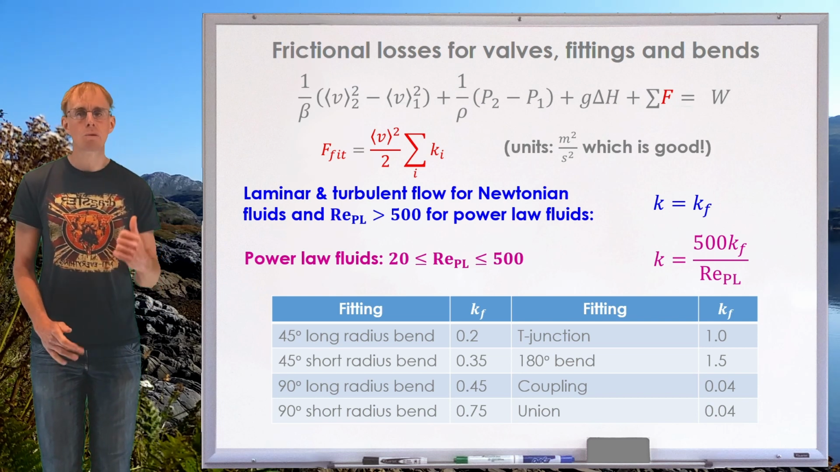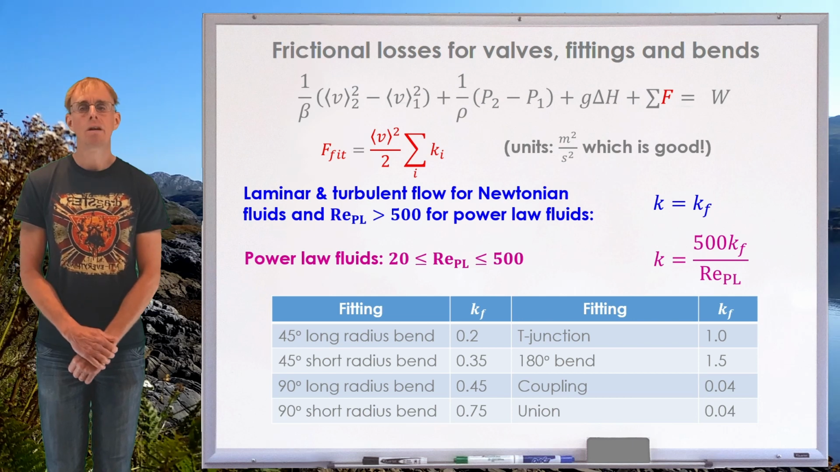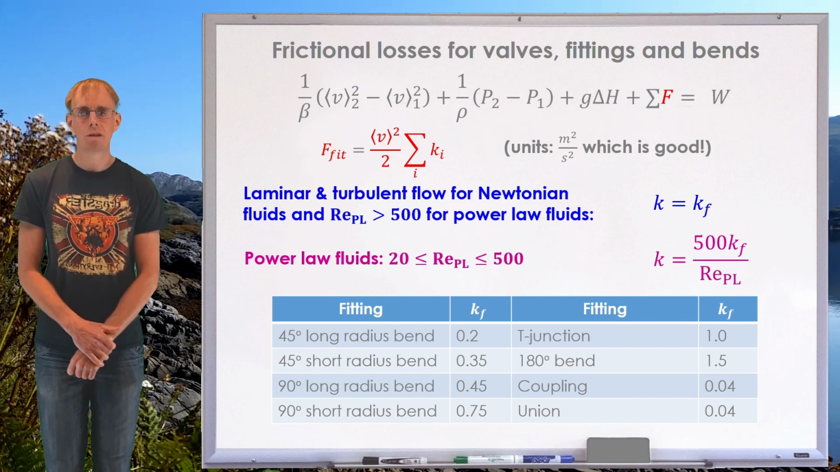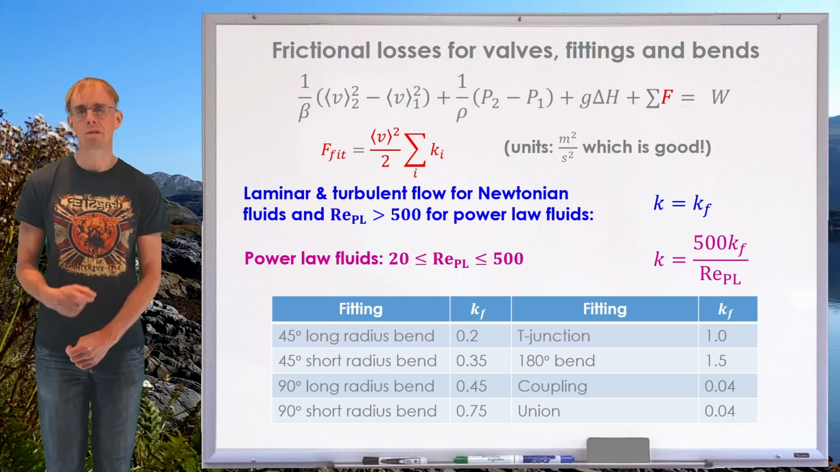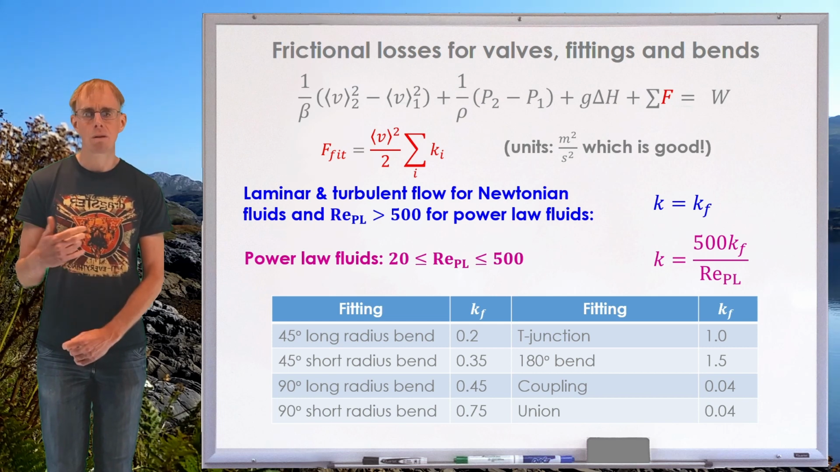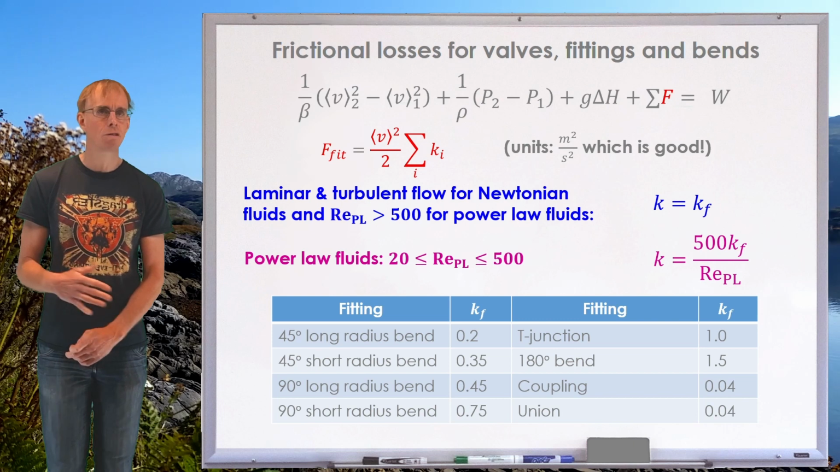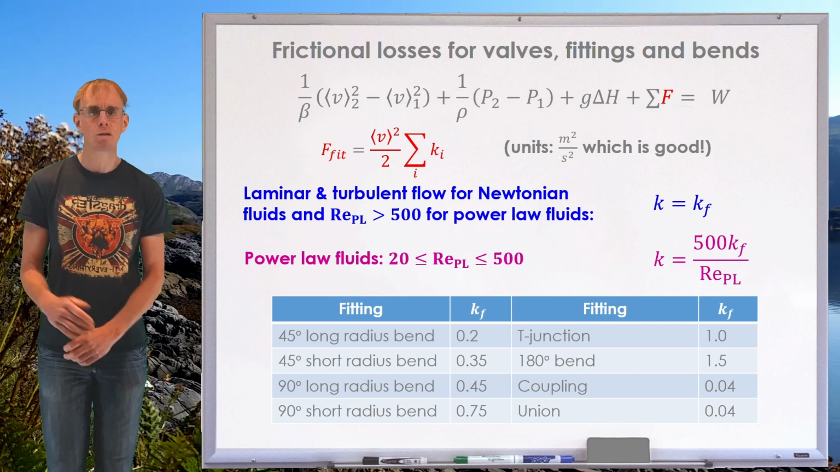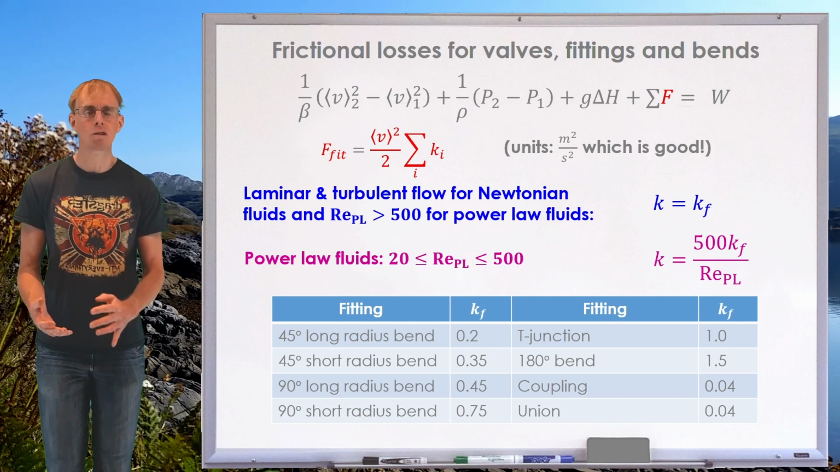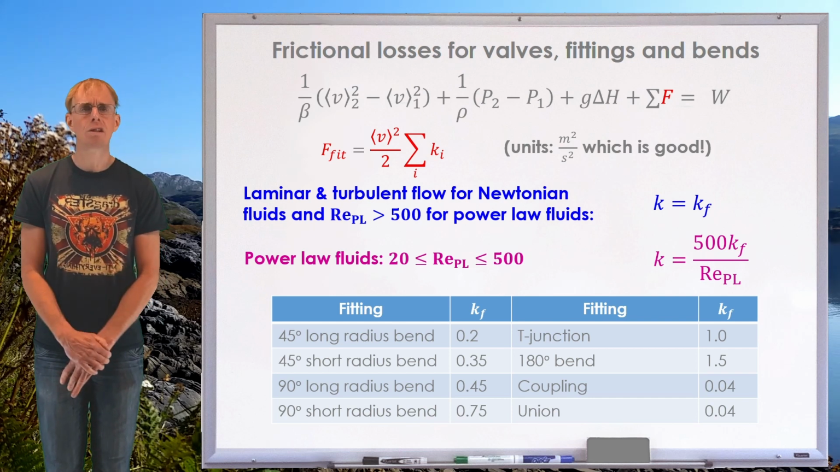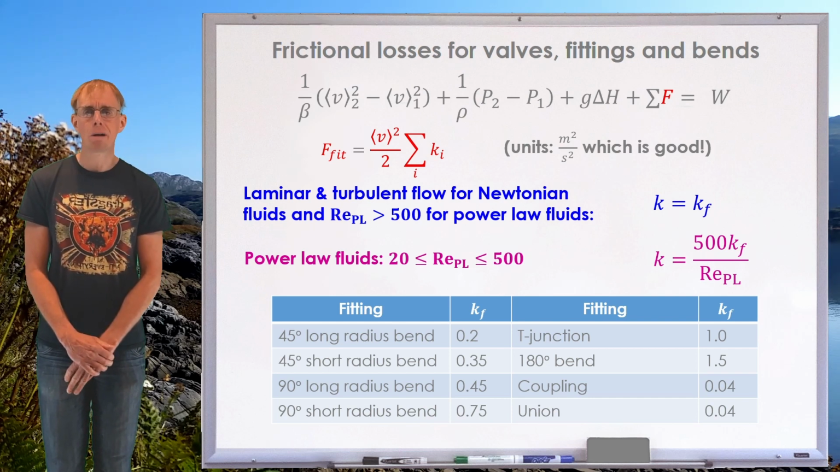So there on the board I have put a table of loss coefficients, Kf's, and we can see that they're different for different types of bend or different types of fittings. So you've got long radius bends and short radius bends that are either 45 degrees or 90 degrees. You've got T-junctions and 180 degree bends and couplings and unions. All those good things that you're likely to see along a piece of pipework.